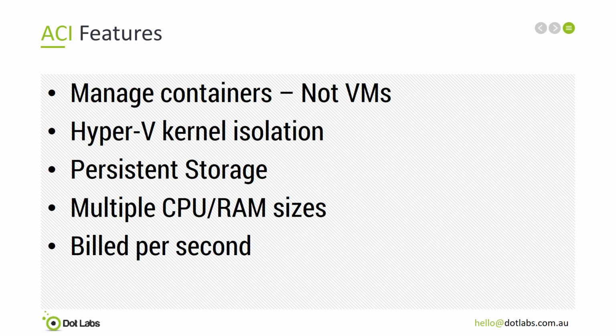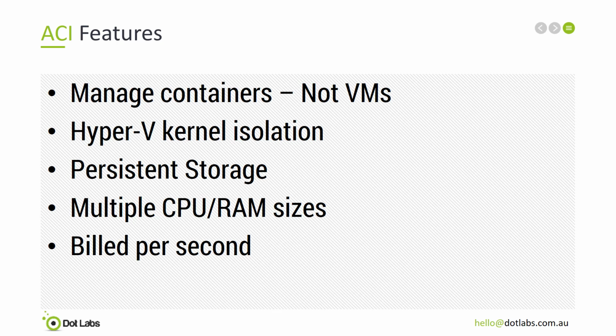Hyper-V kernel isolation: as I said, there are two models for Windows containers. Microsoft implemented Azure Container Instances on top of the Hyper-V model, the kernel isolation model. That's more secure by default, and it's more isolated, as if you're running your application in a VM on its own. Persistent storage: you can attach an Azure file share to your container, and you will get that file share the next time you run your container if it's the same version.